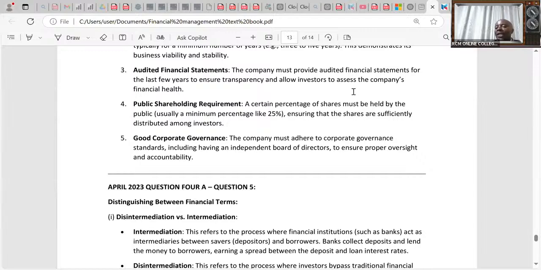Are you following what I'm discussing really? Are you guys understanding what I'm discussing? Are you guys able to understand what I'm discussing? Yeah, free transferability of shares, that's very, very good.